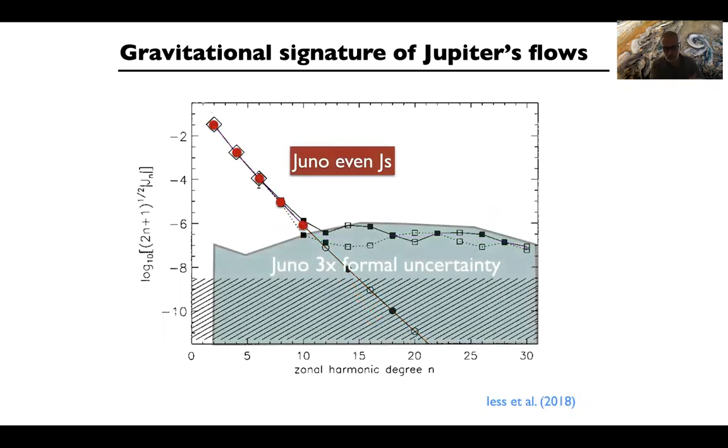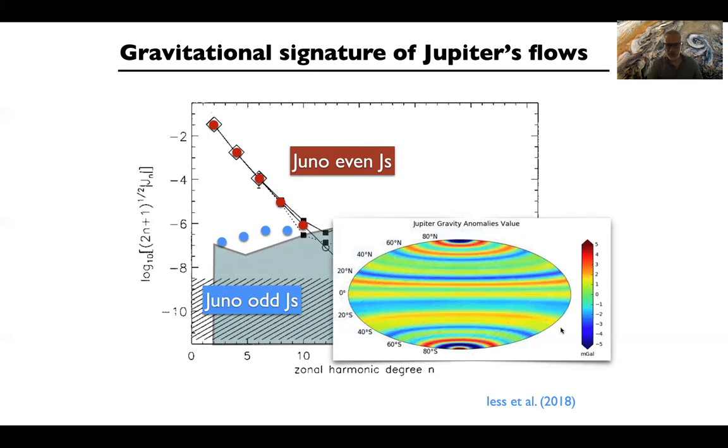We were not able to use this method because the formal uncertainty of Juno's measurements is too high, but we've been able to measure odd gravitational moments. So it means that we're able to see asymmetry between the north and the south in Jupiter's gravity field. And this is something that you can show as a map. When you filter out the even gravitational moments, you can see that here this band doesn't have a counterpart in the south. So we really have something that is asymmetric.